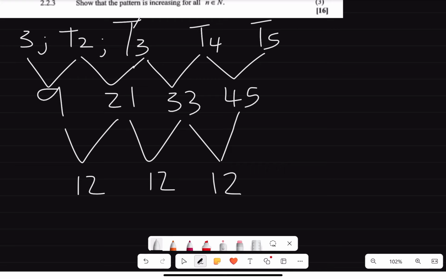And I'm sure you can notice that from here to there you added a 12, from here to there you added 12, from here to there you added 12. Because the first difference of a quadratic pattern is a linear pattern. You need to know that. That is very, very important. Then the last one. Actually, no, it's fine.